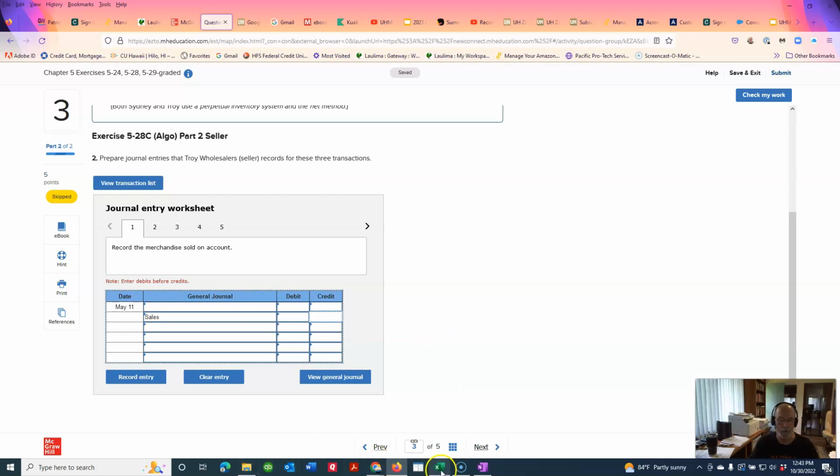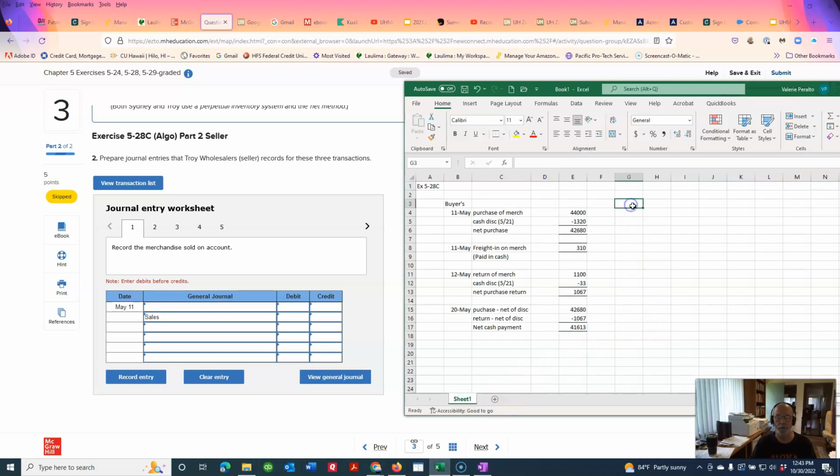So the calculation on the seller's books will be the same. And the transaction dates are the same. However, the nature of the transaction is different depending on whether you are the buyer or the seller. So for the buyer, we had a purchase of merchandise. For the seller, we have a sale of merchandise.